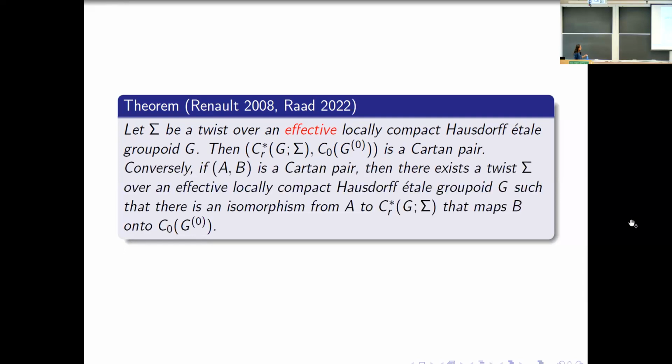Okay. And not only that, as I said previously, once we start with a Cartan pair, then we can always construct such a twist over an effective locally compact Hausdorff étale groupoid. So we can really just work with the normalizer of the subalgebra B and then construct the twist sigma. Once we have the twist sigma, we can take a sensible quotient to get the groupoid G. Then we just need to check that the groupoid G indeed satisfies being effective, and also being Hausdorff and étale. Right? But it's constructible.